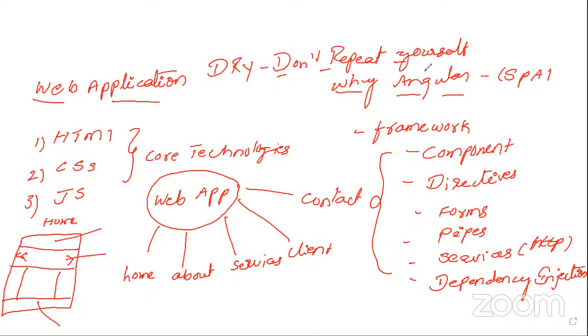Now what I'm trying to explain: instead of using the core technologies, if you go for advanced frameworks like Angular, the advantages are more. Angular is a ready-made framework which has this many features. Each feature has significant importance, which will allow developers to implement web-related features as quickly as possible. So you can write less code and complete your task as quickly as possible.